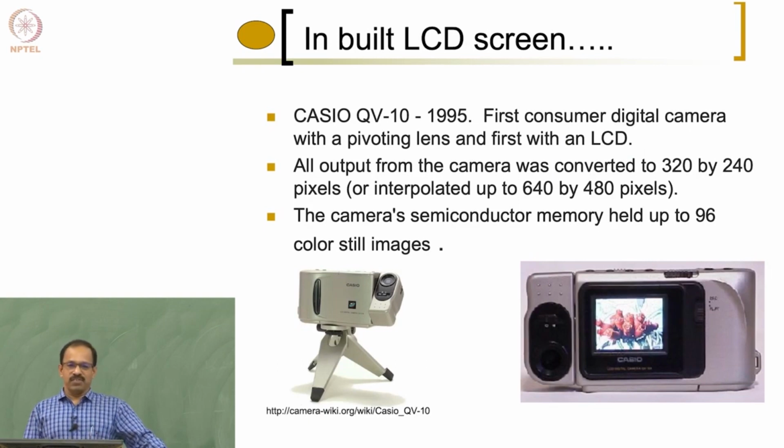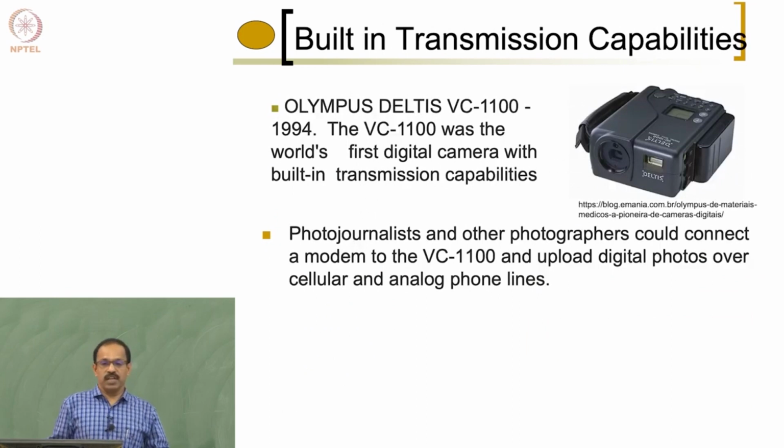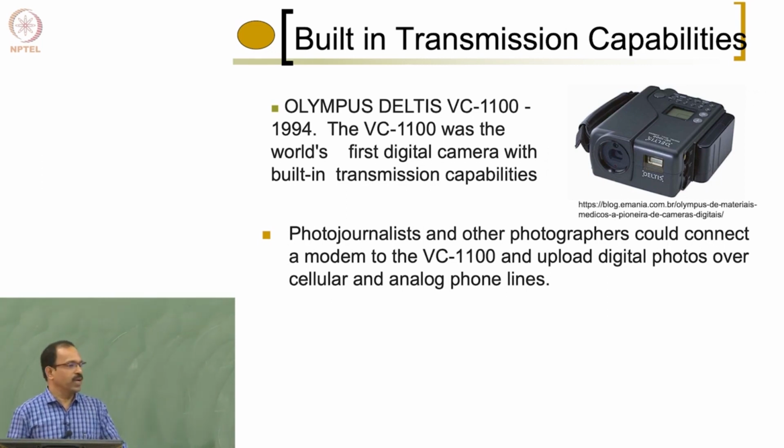And then inbuilt LCD screens. That was a recent addition. In 1995 you got the LCD, because the development of LCD technology enabled having a display in the camera itself. And then you have transmission capabilities. You take the picture and it can be automatically transmitted to a destination. That is, with communication capabilities integrated into the camera, you have the additional feature of communicating the photo to a destination.